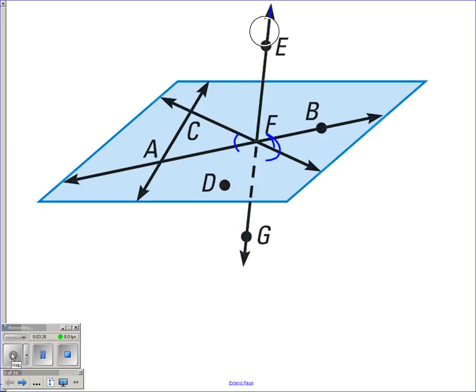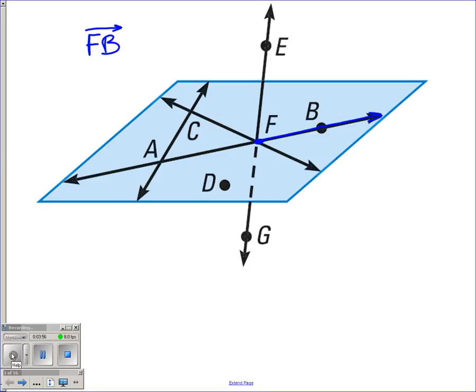Let's take a look at number 3. Number 3 says, name 2 pairs of opposite rays. Well, opposite rays are 2 rays that form a line from a given point. They have to have the same starting point. So I'm going to look at point F, and I'm going to go through point B. So I have ray FB. Again, you start from the left, you go to the right.